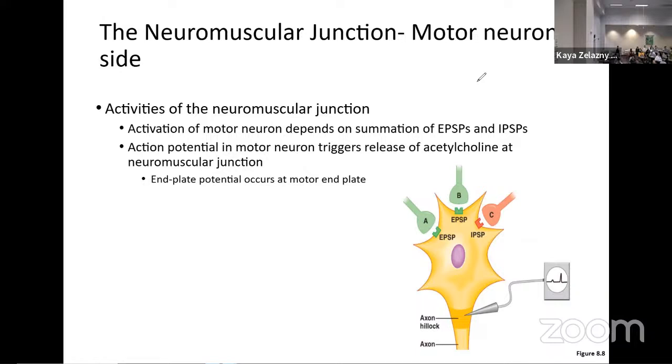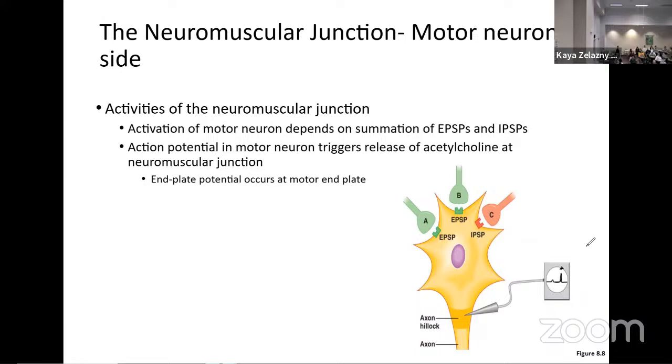Okay? So we have some signals coming in that are excitatory to that motor neuron. We might have some inhibitory signals coming into the motor neuron. We're trying to figure out if we get to threshold. Right? If we get to the threshold, we send off an action potential. All right, so that's what we care about. We send off an action potential. So we triggered our motor neuron to fire.